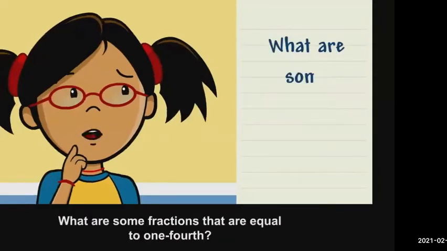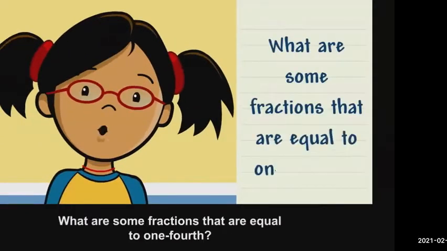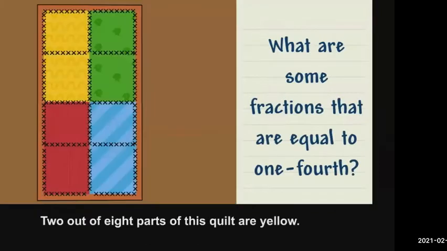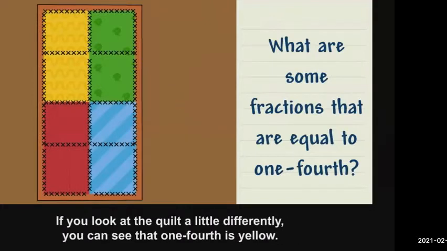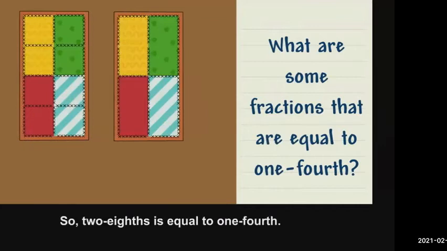What are some fractions that are equal to 1/4? 2 out of 8 parts of this quilt are yellow. That means 2/8 of the quilt is yellow. If you look at the quilt a little differently, you can see that 1/4 is yellow. So 2/8 is equal to 1/4.